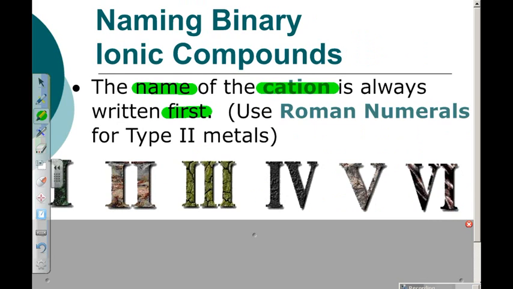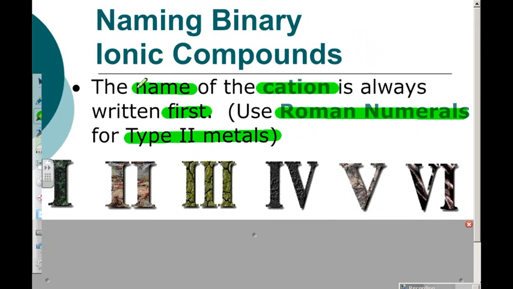Remember, if we have a type 2 metal, these are metals who can have multiple charges, then we have to use Roman numerals to show which charge it has. The Roman numerals are listed for you here, so you can review them. This is 1, 2, 3, 4, 5, and 6.